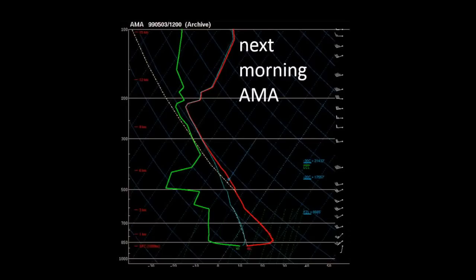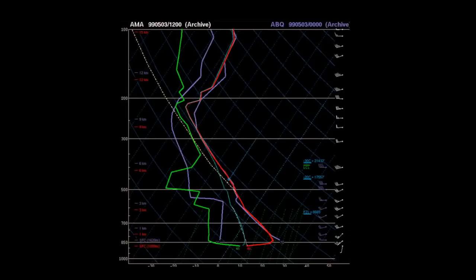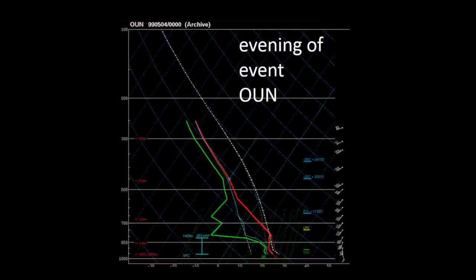Now here's Amarillo the following morning. The flow is generally out of the west in that layer, and if you look at it, the lapse rates in that layer, from just below 500 millibars to just above 850 millibars, are pretty similar. So what we're doing is transporting the mixed layer from Albuquerque out over the high plains.